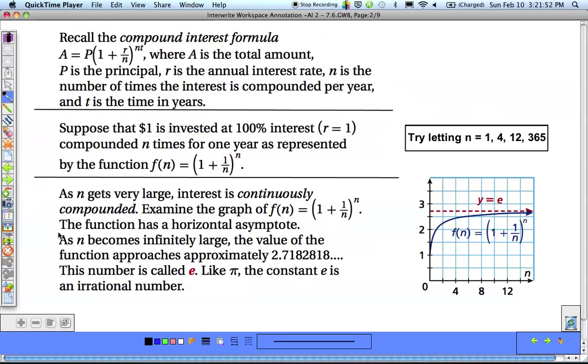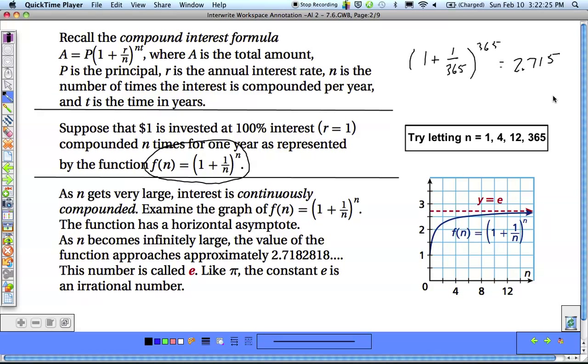e can be derived from our compound interest formula, A equals P times (1 plus r over n) raised to the nt, where if we say that we invest $1 for our principal at 100% interest rate, so r is going to be 1, and we just compound it so many times for 1 year, we're going to get a formula that looks like this. And as you pick numbers for n, and they get bigger and bigger, so let's say it gets compounded daily, so we're going to put in 365. If we plug this number in, we get approximately 2.715, which is close to e.